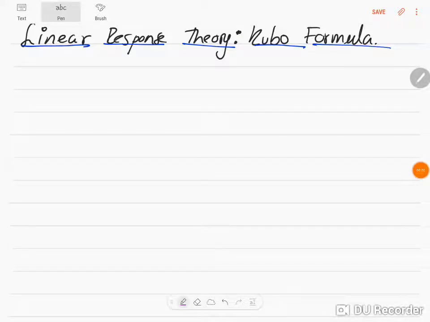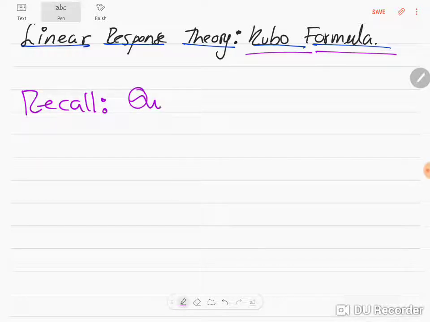So now we are in the last part of our series in linear response theory, the introductory part, and then we will do an application part, and today we're concerned with the Kubo formula. Now, to do this, let's recall the following.